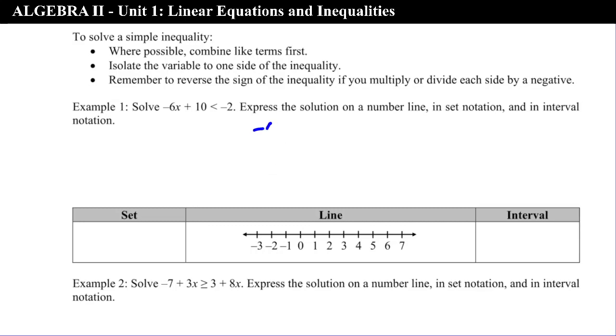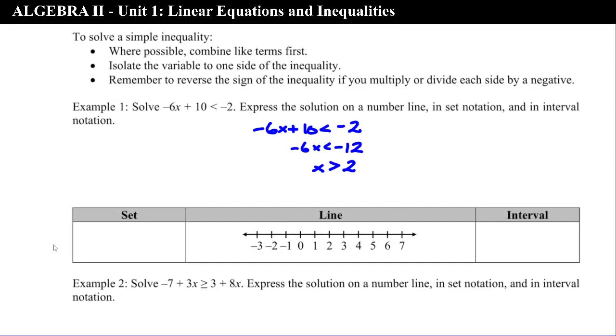Okay? So let's look at this first example where we can use some of these rules. Our first example is negative 6x plus 10 is less than negative 2. Well, the first thing we're going to do is subtract 10 from each side. And that gives us negative 12 on the right-hand side. Then we're going to divide by negative 6. And when we do, we have to flip the inequality because we divided by a negative number. So that gives us x is greater than 2 as our solution.